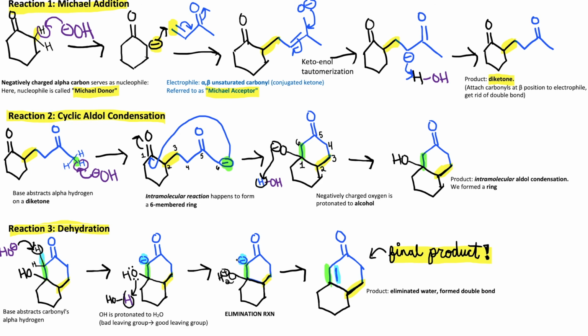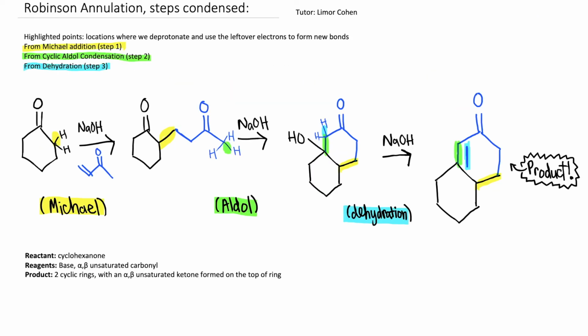So this is going to turn alcohol into H2O+, which is a good leaving group. So the electrons that were left over from the alpha hydrogen are going to come down and form a double bond, kicking off water. So now we have our final product in which we've kicked off alcohol and formed a double bond here. So I've written for you guys a steps condensed page, basically showing not everything in the mechanism, but just the spots where we deprotonated and used those electrons to form new bonds.